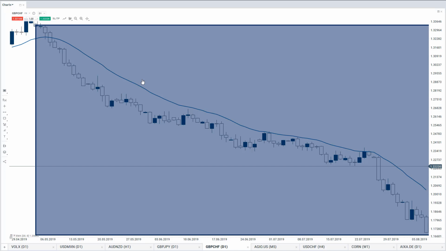So what does this mean? Hey, we're below the 20 MA for a long period of time. Until that relationship changes, we want to be looking to sell this as much as possible.